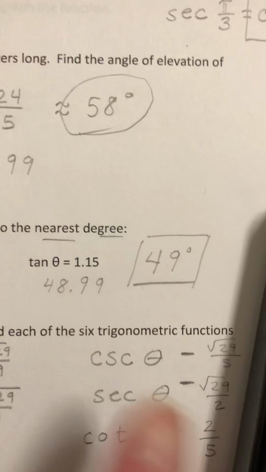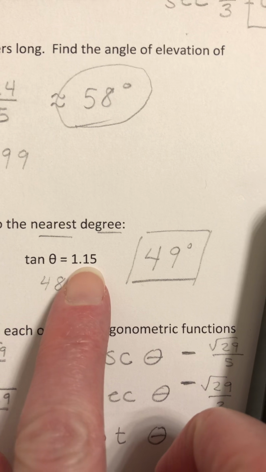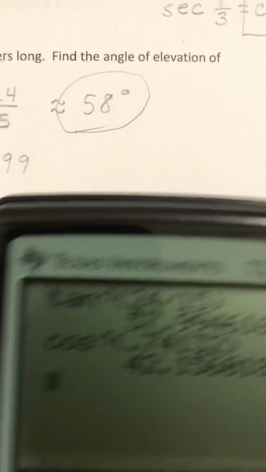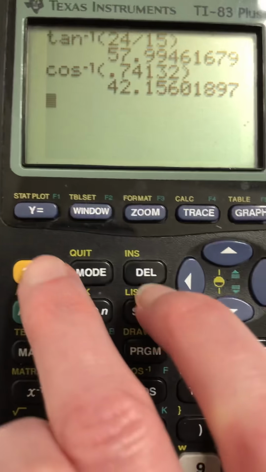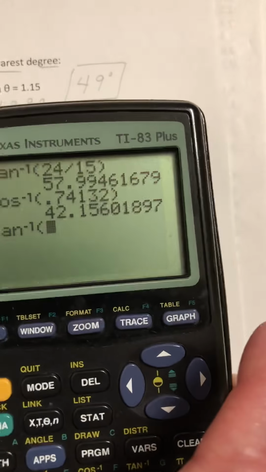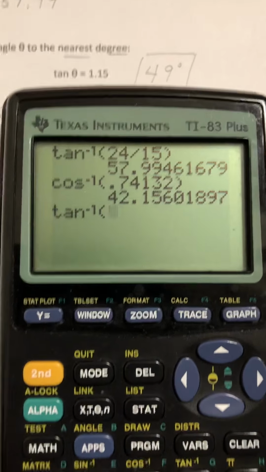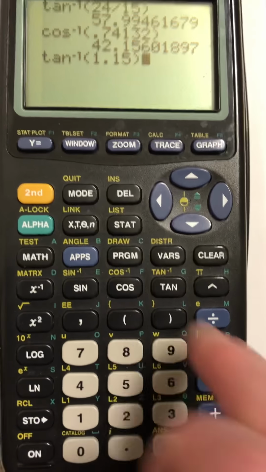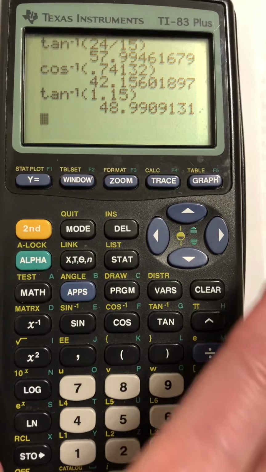For tangent of theta equals 1.15, I need to find the angle to the nearest degree. So once again, make sure you're in mode degrees and do second tangent. Inverse tangent is what you use to find the angle. 1.15. And then close parentheses, 48.99, which is approximately 49 degrees.